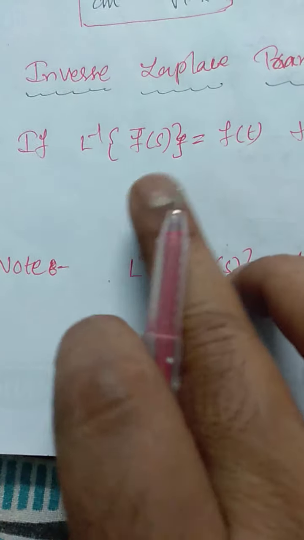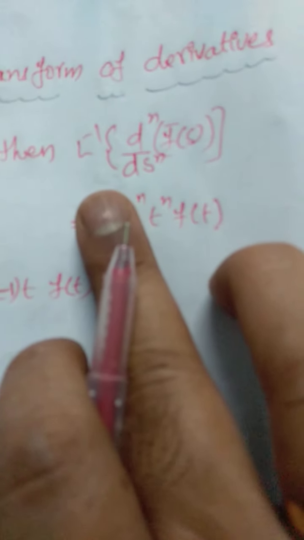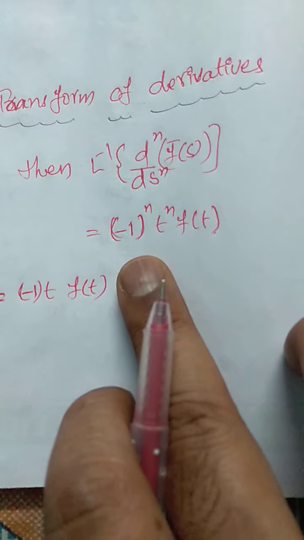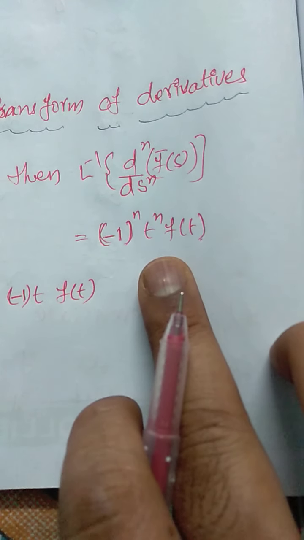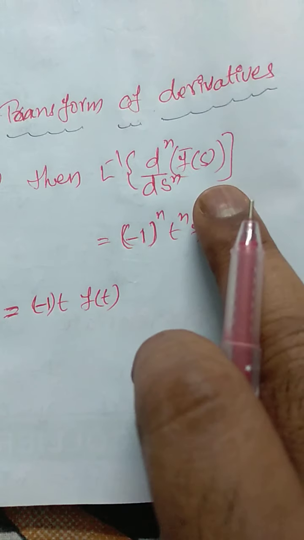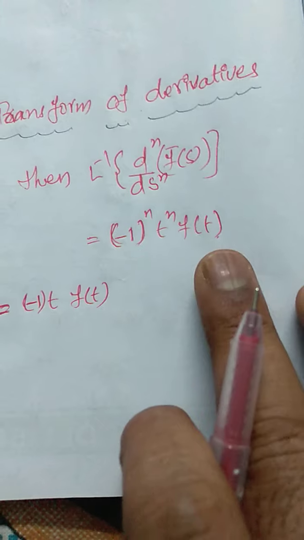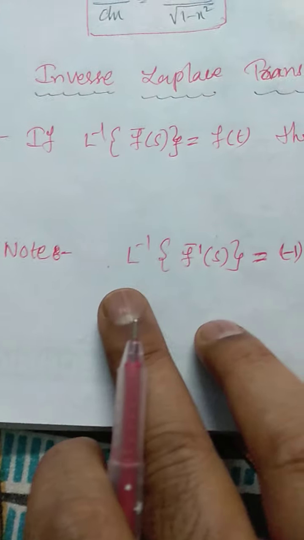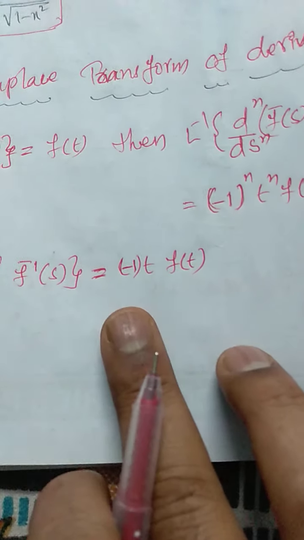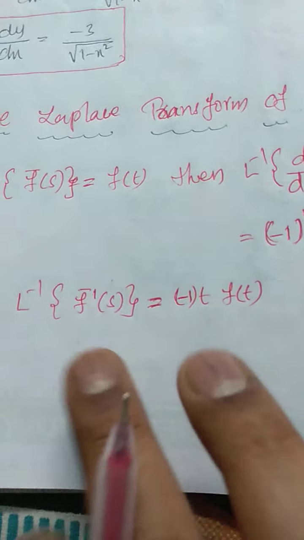If L inverse of f bar of s is equal to f of t, then L inverse of the nth derivative of f bar of s is equal to (-1)^n into t^n into f of t. Note: L inverse of the first derivative of f bar of s is equal to -1 into t into f of t. Treat this as a formula.